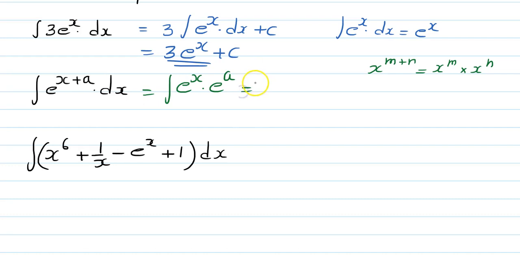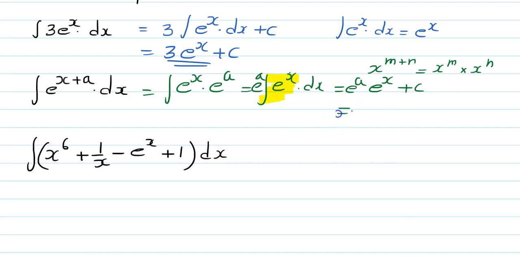So here what happens? e to the power a is a constant. Yeah, so e to the power a is a constant. So let's write it outside of the bracket here. So e to the power a and e to the power x into dx. So it will remain e to the power a, and the integration of e to the power x into dx will be e to the power x here and plus constant.